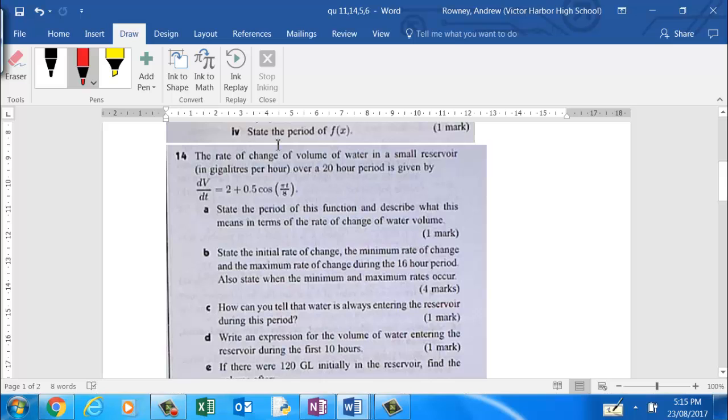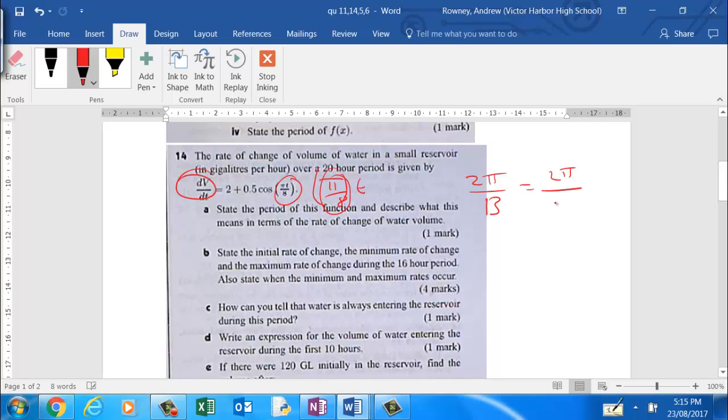This is a rate of volume. This time they give you the derivative, not the volume. So state the period. Now the period is 2 pi divided by b, the b being the bit in front of the x, in this case it's t. See that really is pi on 8 times t, so that's our b value, pi on 8.